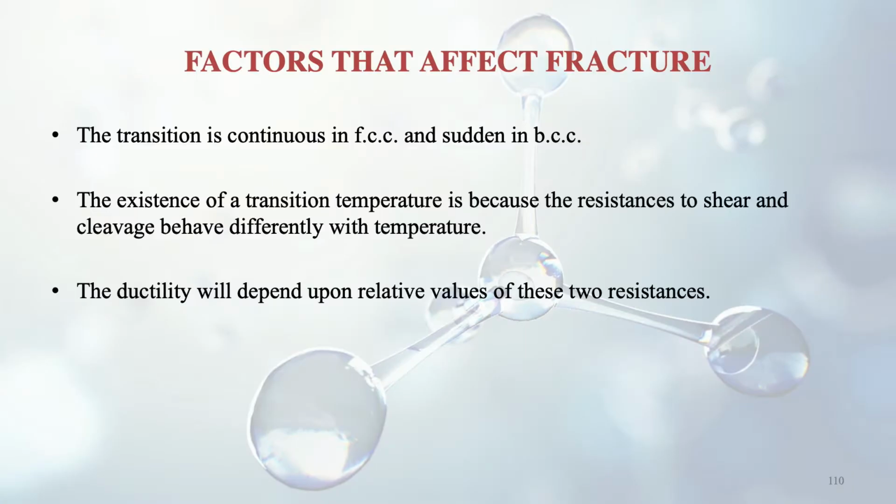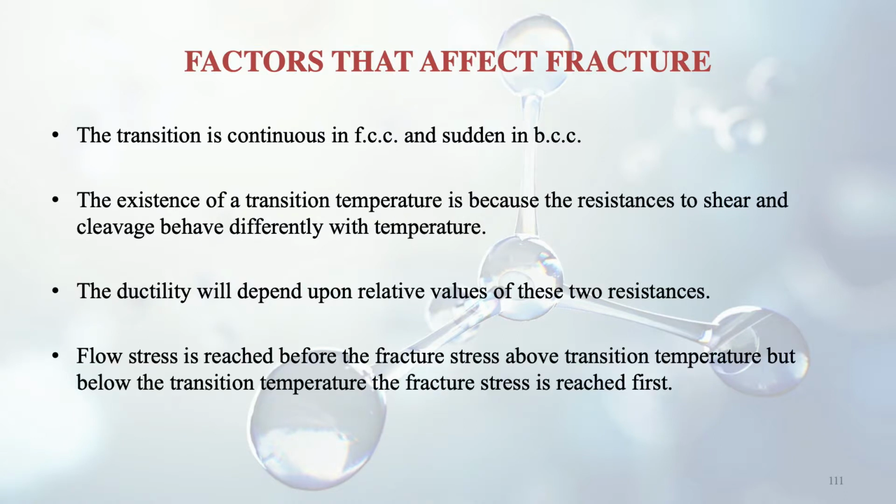So this transition temperature, meaning from ductile to brittle, why is it there? Because the resistances to these types of fractures are different in case of the shear type and the cleavage type, and they behave differently with temperature. Ductility will depend upon the relative values of these two resistances, shear and cleavage fracture resistance. Flow stress is reached before the fracture stress above the transition temperature, but below the transition temperature the fracture stress is reached first. So this is the condition which is happening.